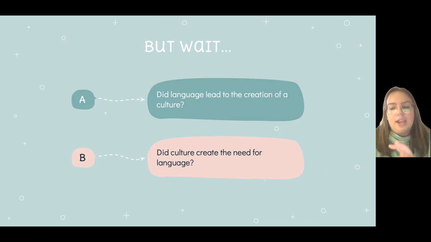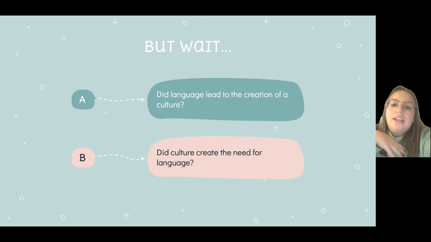So I think the main question that sparked my interest in this topic was, did language lead to the creation of culture, or did culture create the need for language? I've seen many different arguments on this. I've seen one in particular that language led to the creation of culture because we had to establish a way to speak to each other before we could establish a way of life. But I think that culture created the need for a language because we knew our needs.